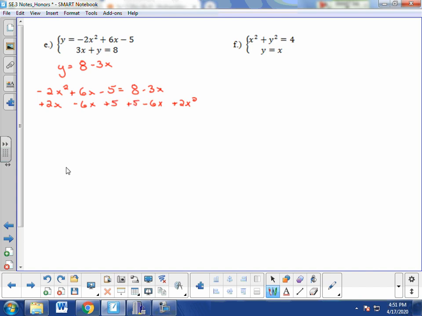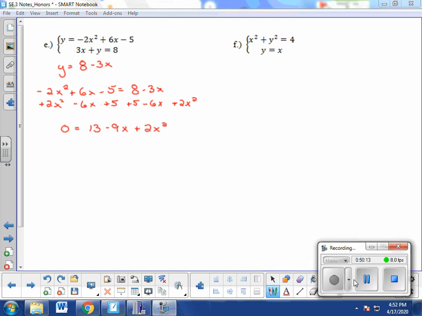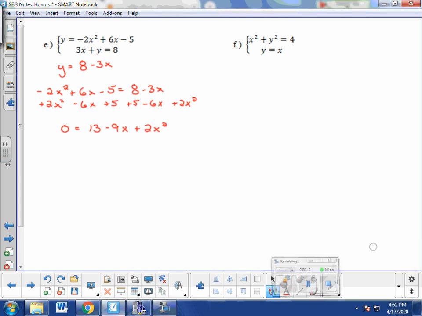And so now I've got 0 equals 13 minus 9x plus 2x squared. So add the 2x squared to both sides, subtract the 6x from both sides, add the 5 to both sides. Now what we need to do is solve this equation to come up with our values for x. This one doesn't look very easy to factor. It's possible, but it doesn't look very easy to factor. So let's go ahead and use the quadratic formula and see what comes up.